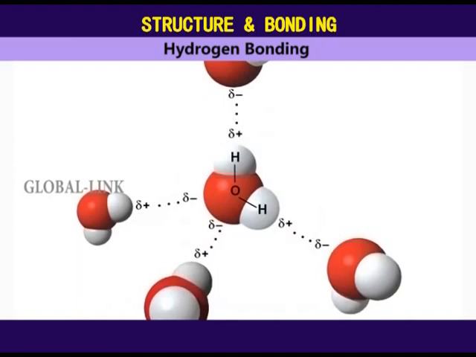The partially positive hydrogen of one molecule and the partially negative oxygen of the other molecule are attracted to each other and form a bond between them. This is called a hydrogen bond, and it is more of an intermolecular force. These bonds are weak but stronger than van der Waals forces, and thus give water a higher boiling point. Hydrogen bonds are constantly forming and breaking.